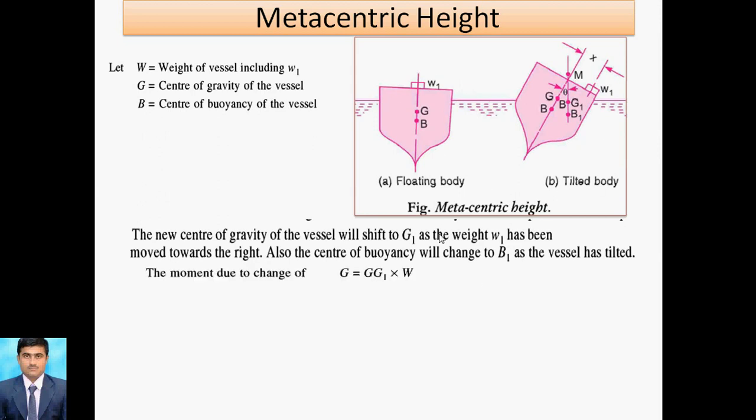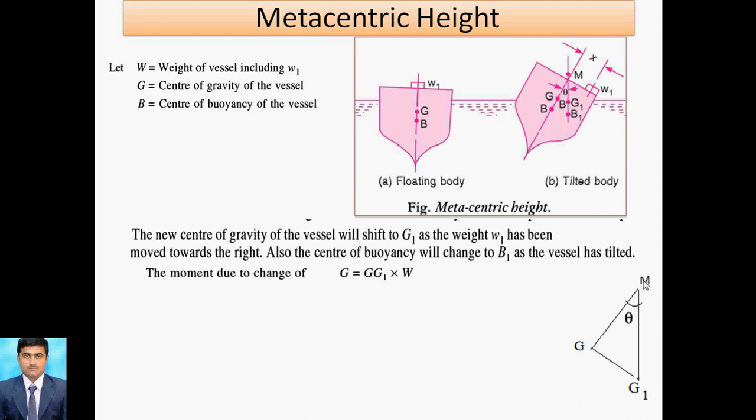Now we move to the moment, because it changes, so we can take the moment. GG1, that is W, capital W. W is at the center, since due to the center of gravity it is at the center. So the distance is GG1, W into GG1. In the figure we can make a triangle MGG1, where GG1 is the shifted distance, and M is the metacenter.